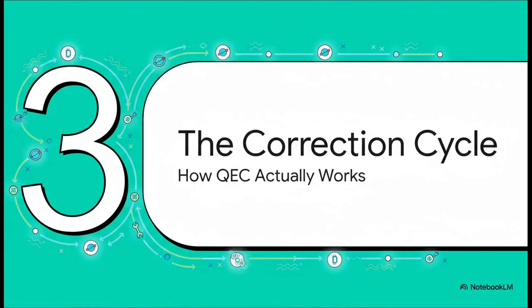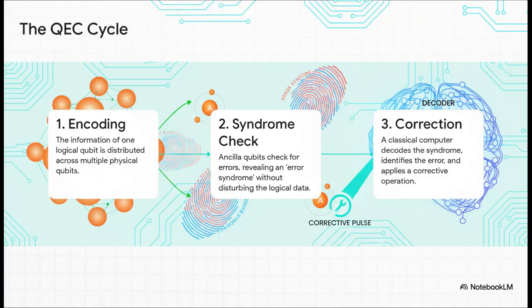Okay, so how does this actually work in practice? This isn't just a one-time setup. It's an active, continuous cycle of defense that has to run for the entire computation. It all happens in 3 steps. First, you encode your important logical information across that team of physical qubits. Second, you bring in these special helper qubits, they're called ancilla qubits, to check up on the team.